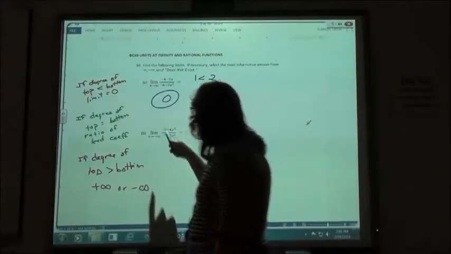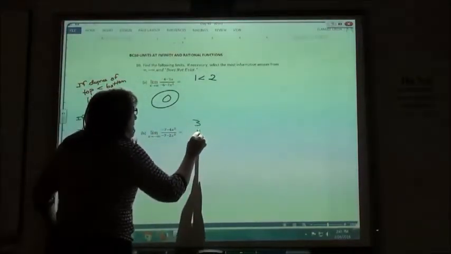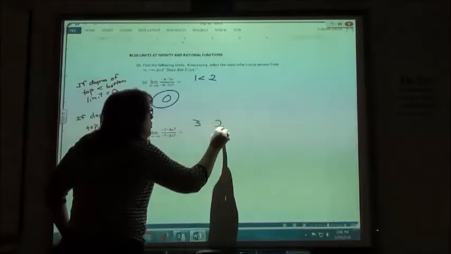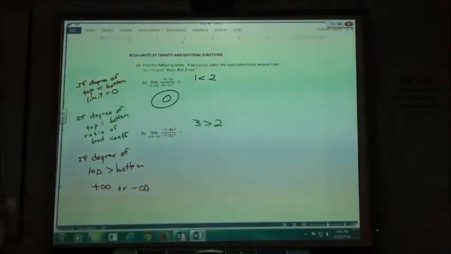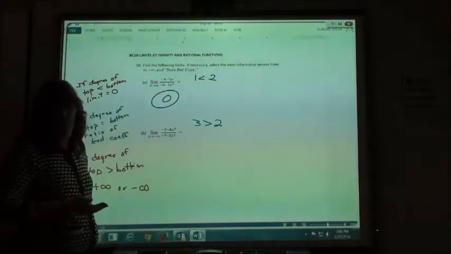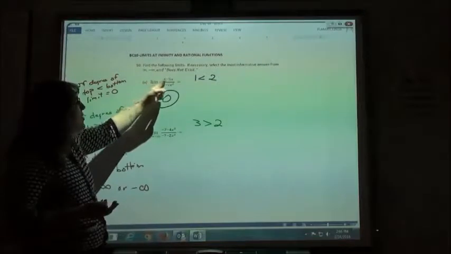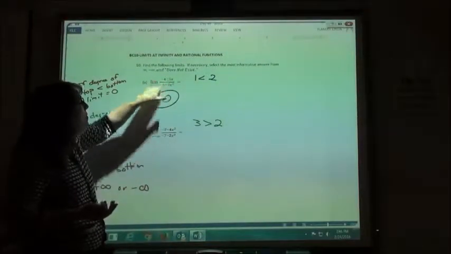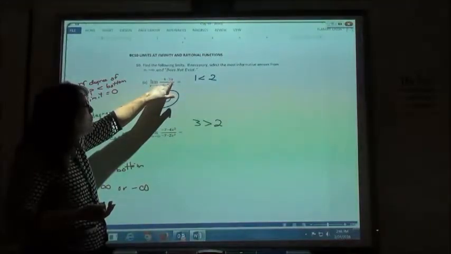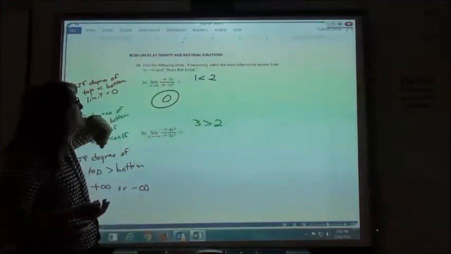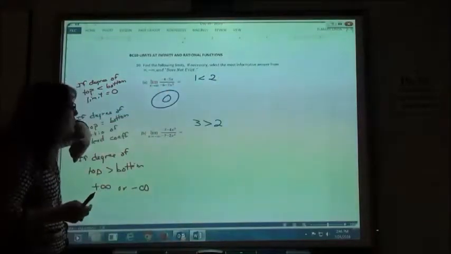If we look at part B, the degree of the top is 3. The degree of the bottom is 2. So the degree of the top is greater than the degree of the bottom. By the way, they're assuming you remember how to find the degree of your polynomial. The degree is the degree of the highest term. So a constant term has a degree of 0. This has a degree of 1. So it's a linear one. It's a degree of 1. Here my highest exponent is a 2. So it has a degree of 2.